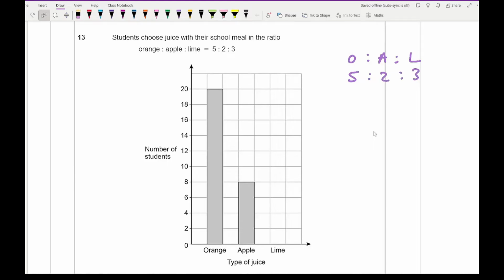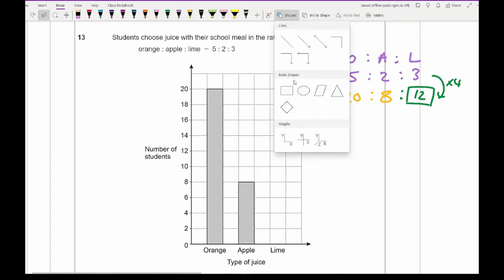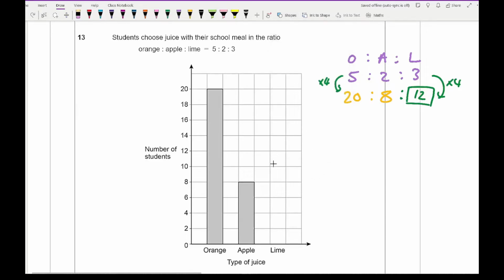Now what I want to do is work out how much lime is. So looking at the total, I've got 20 for orange and I've got 8 for apple. Now what I want to do is see the relationship from the ratio to the actual amount. So how do I get from the purple number to the yellow number? Well, I need to multiply by 4. So to work out the lime, I then need to do 3 times 4, which is 12. So then all that's left for me to do is draw a bar of 12 on the bar chart.